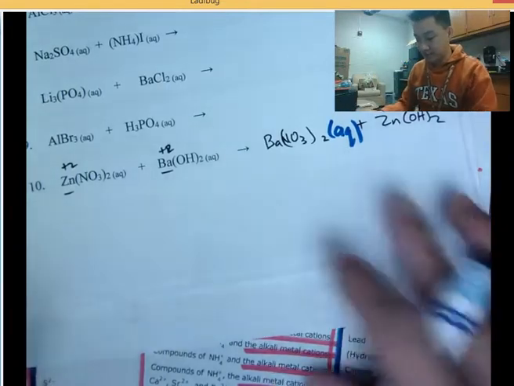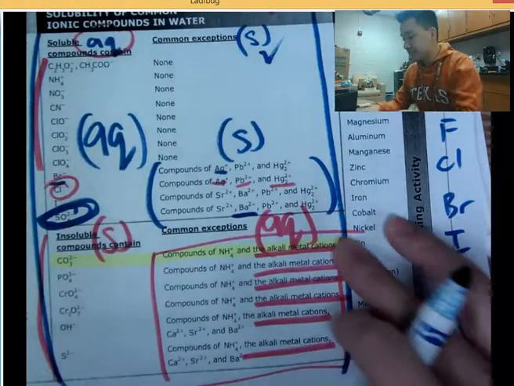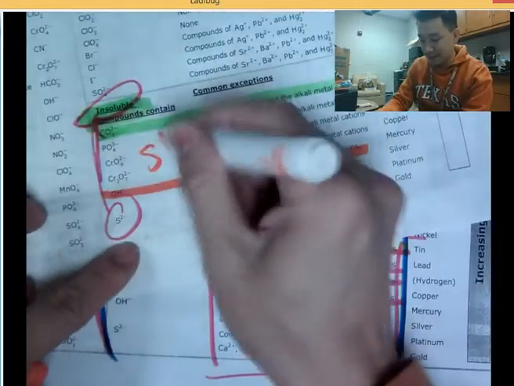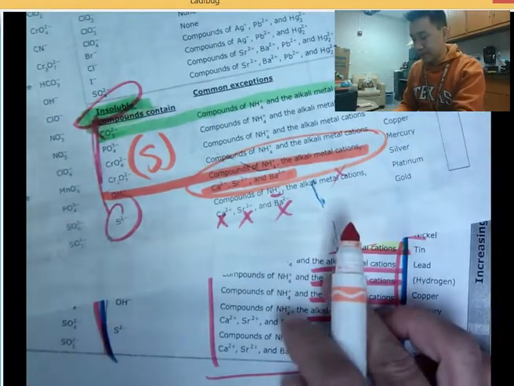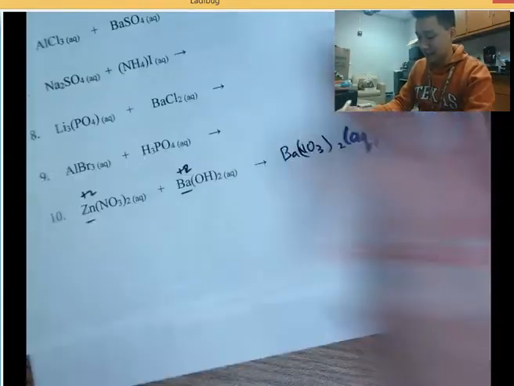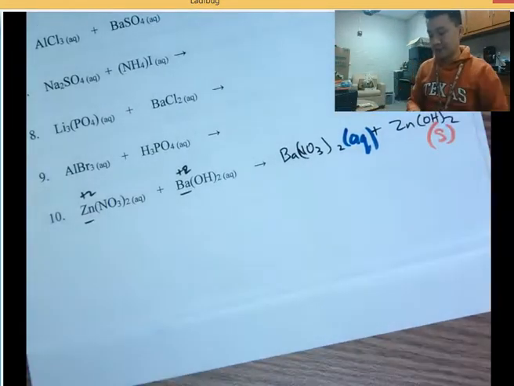Now remember, everything with NO3 is aqueous. Now OH. That's one I haven't run into yet. So let's go find OH here. There it is. Okay. OH is insoluble. That means it's solid. Remember, unless it's with these guys. Is zinc in this exception list? Zinc is not an alkali metal. Zinc is not any of those. So no. So it stays a solid. Zinc stays a solid there. There you have your double replacement reaction.